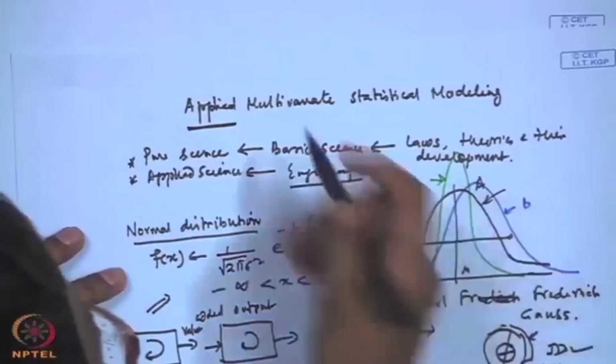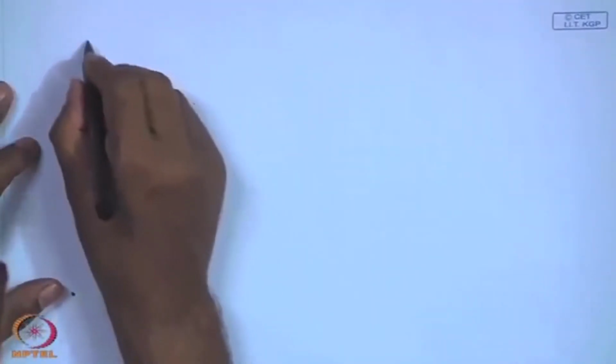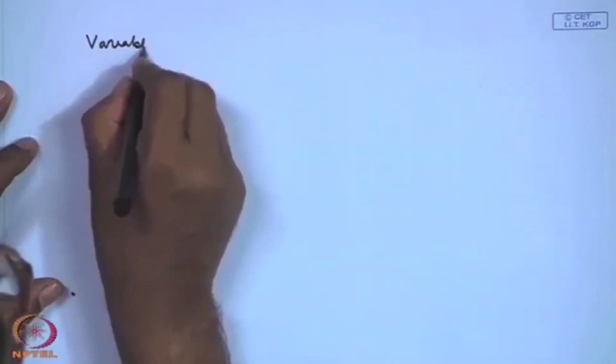Now come to the second word, which is basically multivariate. In order to understand multivariate, you have to understand what is variable.